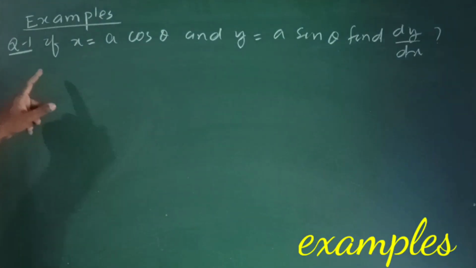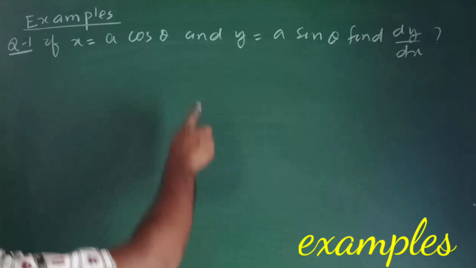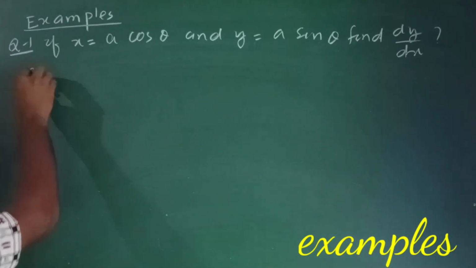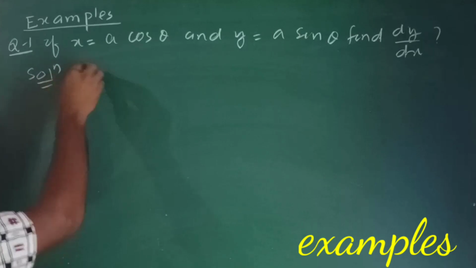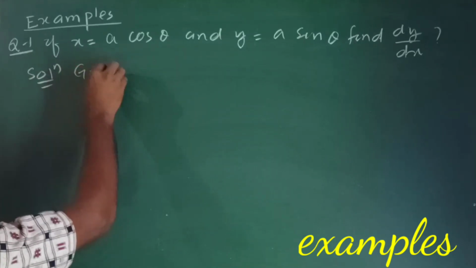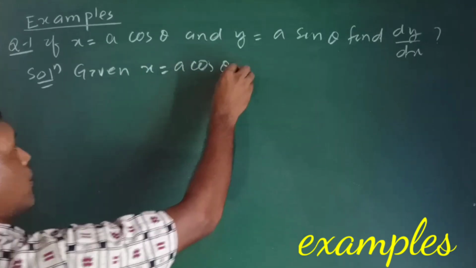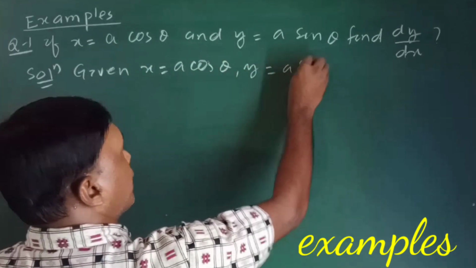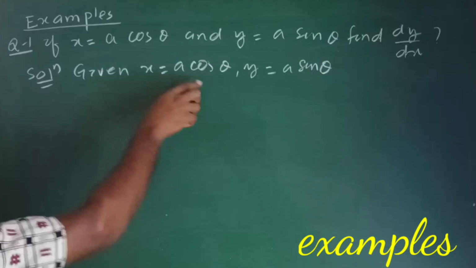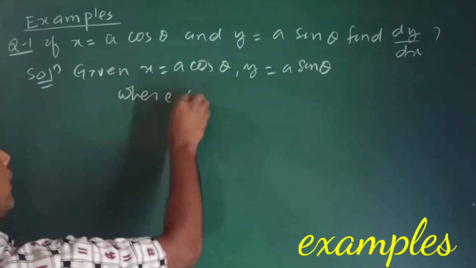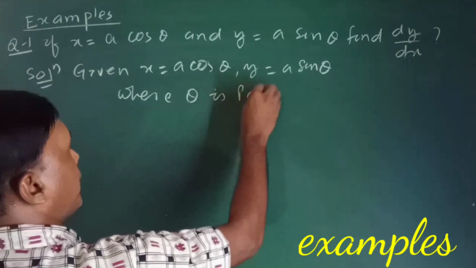Given if x is equal to a cos theta and y is equal to a sin theta, find dy by dx. So now the solution. Given x is equal to a cos theta, y is equal to a sin theta. Here theta is the parameter.